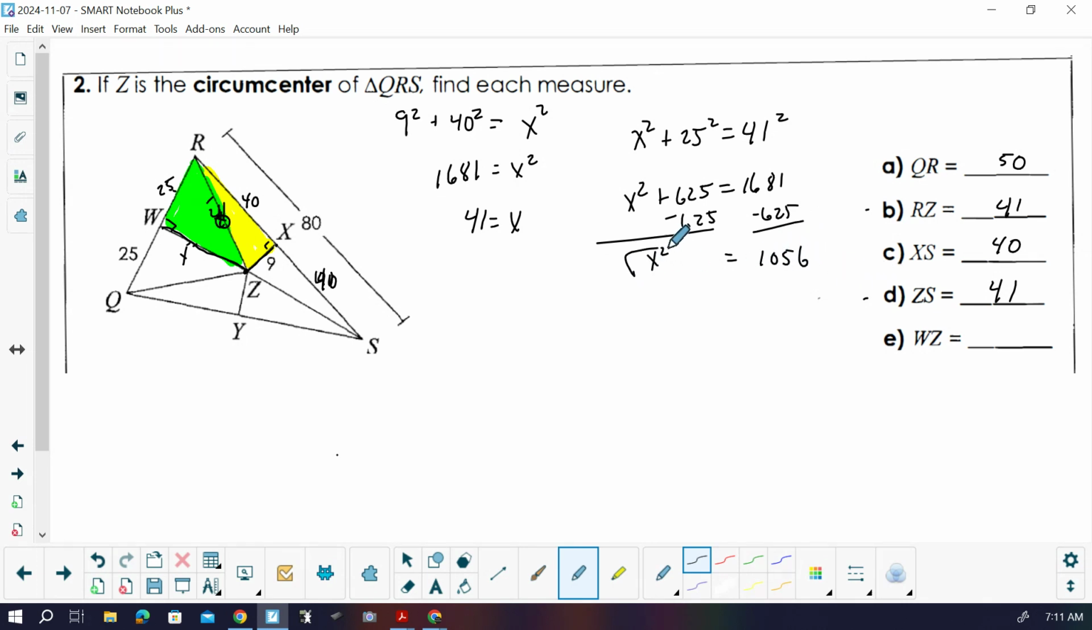And then the square root of both sides. Square root of 1,056 is 32.49, so it'll be 32.5. And there we have the answer to that one. And so that's how we work out problem number 2.